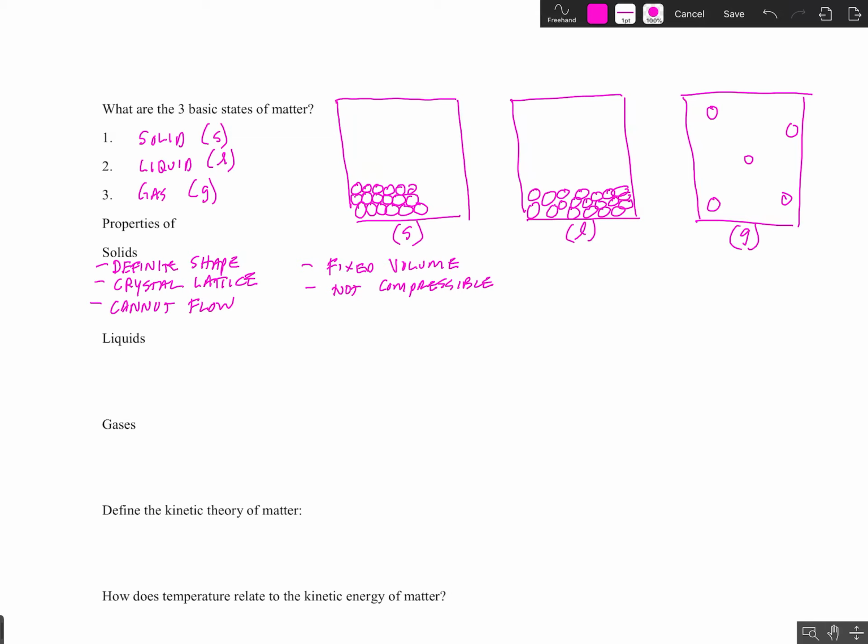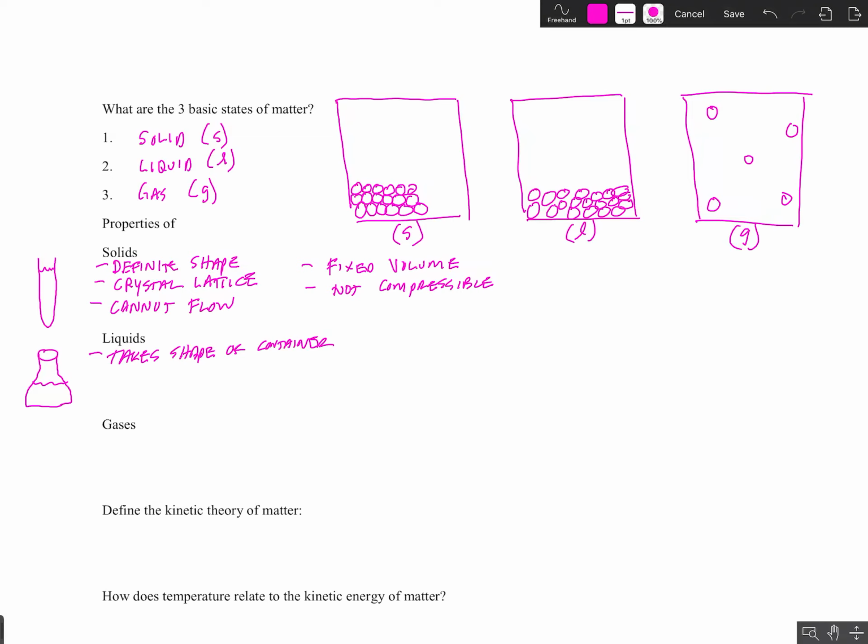Now for liquids, let's see, do they have a definite shape? No, they don't. Liquids take the shape of their container. So I'm just going to put here, takes shape of the container. If I have some water and I pour it into a beaker, it takes the shape of that beaker. If I take it from that beaker and put it into a flask, see, a flask would look like this. It would then take the shape of that flask. If I take the liquid from that flask and pour it into a big test tube, it would take the shape of that test tube. So liquids are able to take the shape of their container.